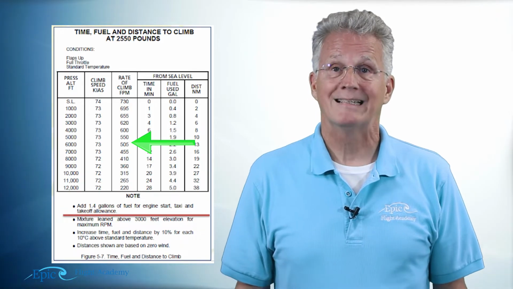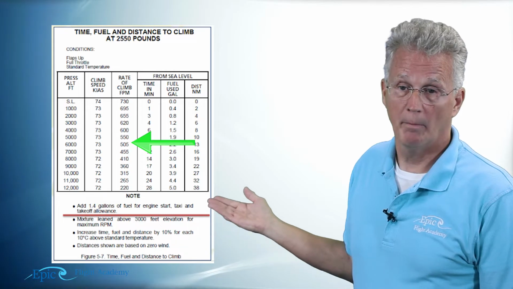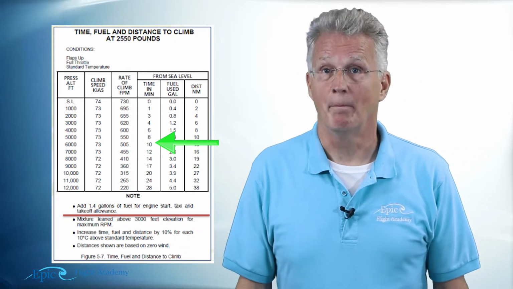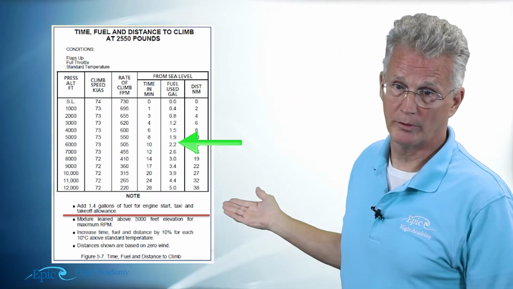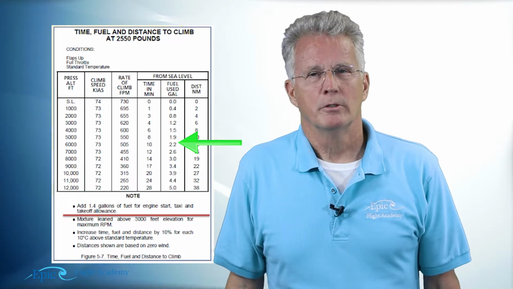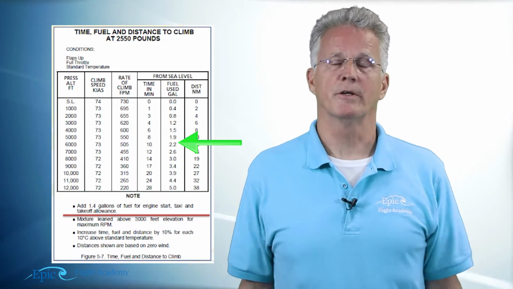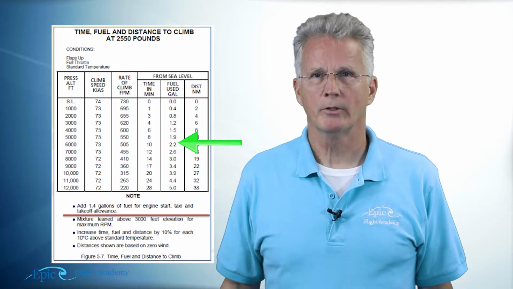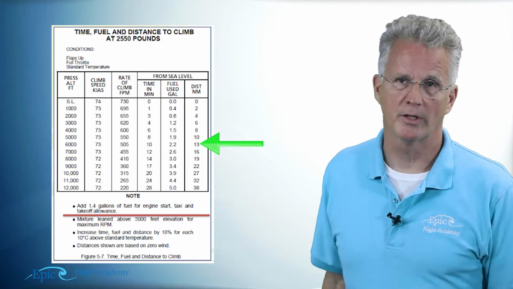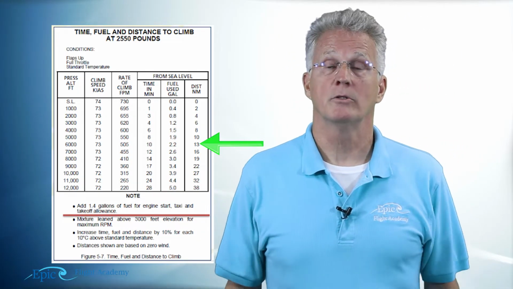But notice, it says in the time column, that should take me about 10 minutes. I can expect to use about 2.2 gallons of fuel, and on average, now, not accounting for headwinds or tailwinds, right? These are average figures, probably about 13 nautical miles horizontal distance to get to that altitude. So you see, this chart is actually quite easy to use.